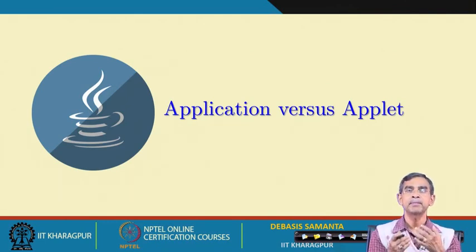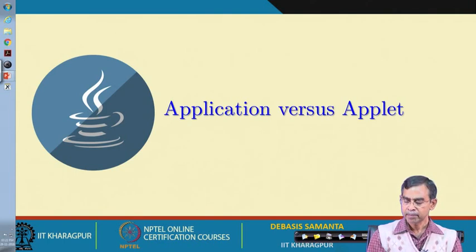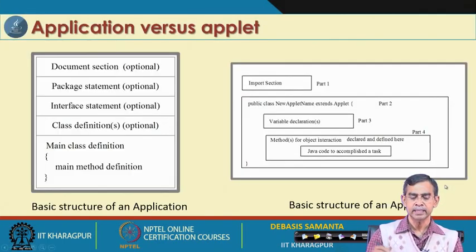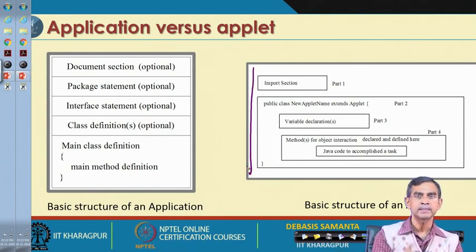That means an applet can be considered as an interface, and at the back end the application can be controlled to run. So, this is the basic idea here, but in general there is a difference between the application and applet so far as the program structure is concerned. And as you know, the structure of an applet is very simple.